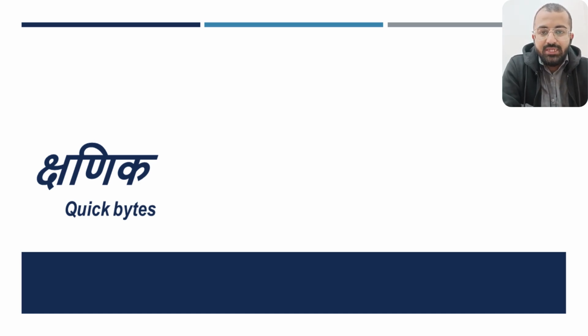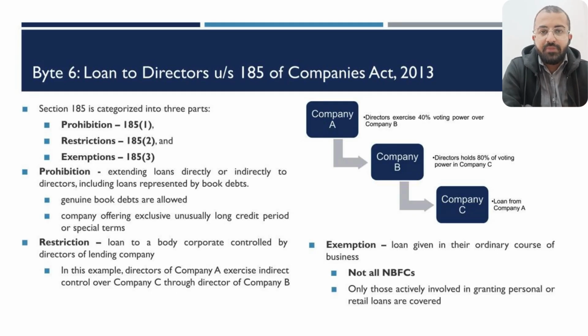My name is Burhanuddin and you're watching the 6th episode of the Shanik series, where we discuss key corporate law concepts under 3 minutes. In today's episode, we will discuss section 185 of the Companies Act, which deals with loans to directors. After the 2018 amendment, this section can be divided into three major parts, which are prohibition, restriction and exemption.